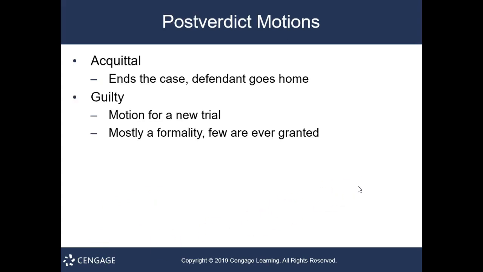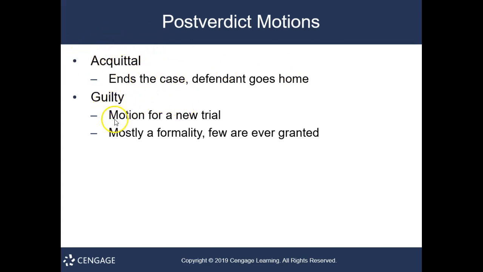Okay. Post-verdict motions, assuming that we have an acquittal, it ends the case, the defendant goes home. Nothing to do because jeopardy is attached. There's nothing to do. Even if the prosecution got a raw deal, there were a lot of errors made in the prosecution's introduction of evidence, whatever it may have been, too bad. They lose. It's over with. Jeopardy is attached, at least for that particular jurisdiction.